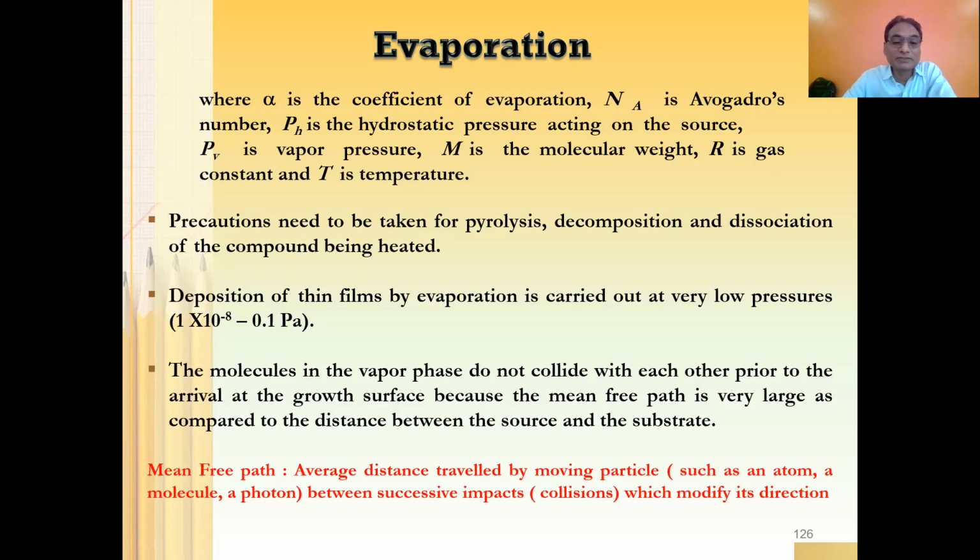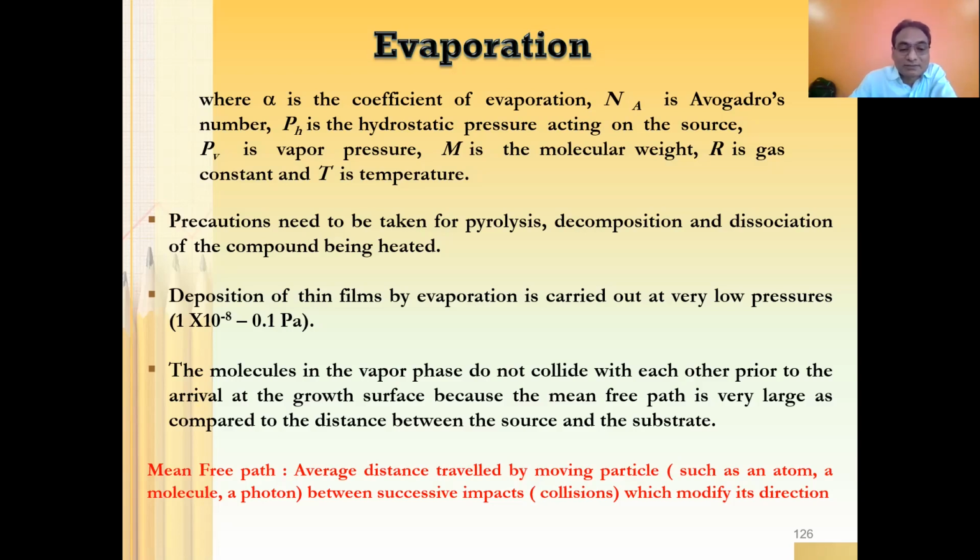The deposition of thin film by evaporation is carried out at very low pressure. Okay, it is almost 0.1 Pascal. It's very, very low. The molecules in the vapor phase do not collide with each other prior to the arrival at the growth surface, because the mean free path is very large as compared to the distance between the source and substrate. What is mean free path?